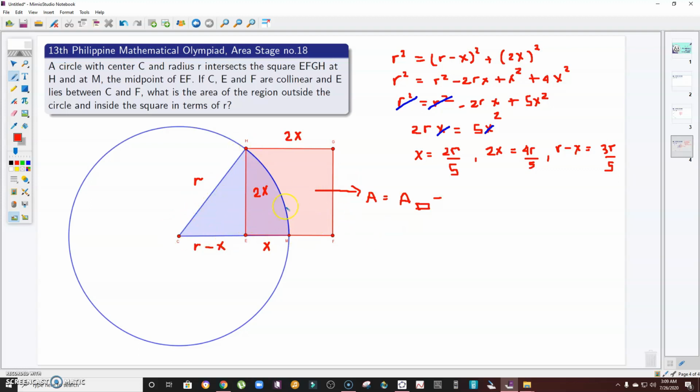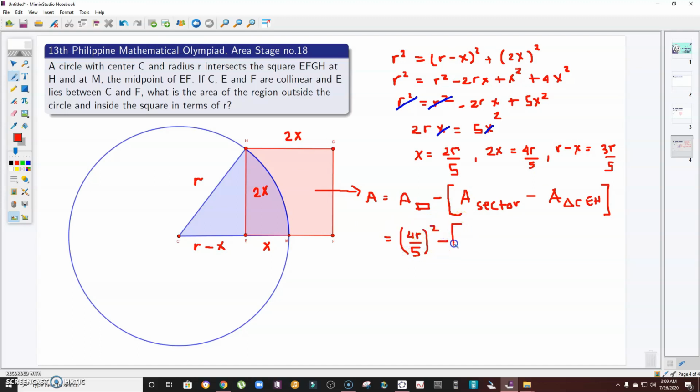Again, to get the area of this region, that's simply the area of the square minus the area of the sector, plus the area of the triangle, triangle CEH. Since the side of the square is 2x, that's simply (4r over 5) squared.